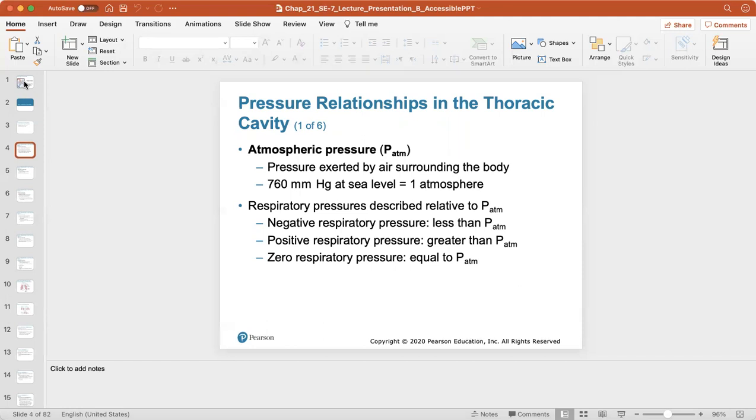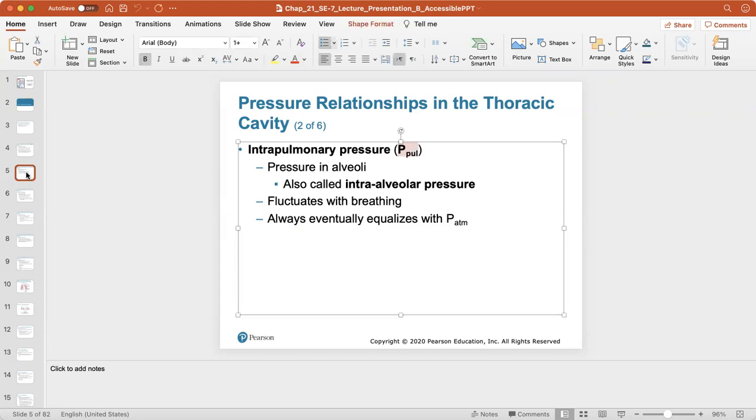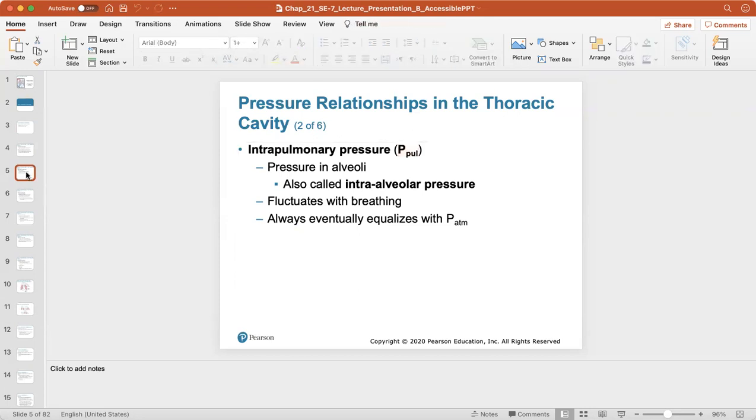Respiratory pressures described are relative to atmospheric pressure. So negative respiratory pressure will be less than atmospheric pressure. Positive respiratory pressure is greater than atmospheric pressure, and 0 respiratory pressure means it's equal to atmospheric pressure. Intrapulmonary pressure, which we abbreviate as that highlighted, is the pressure within your alveoli, which are the little air sacs within the lungs. This is also called intraalveolar pressure. This will fluctuate with breathing, but it always eventually will equal the atmospheric pressure.